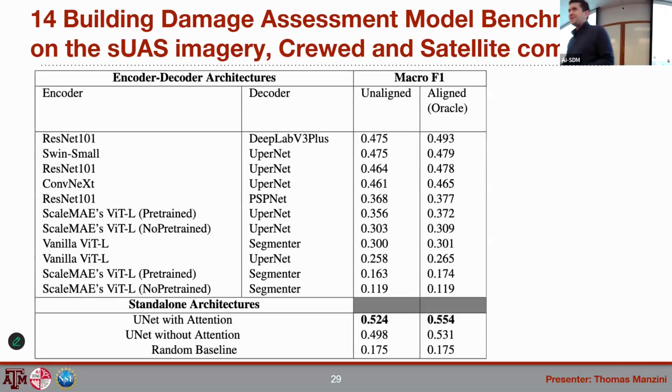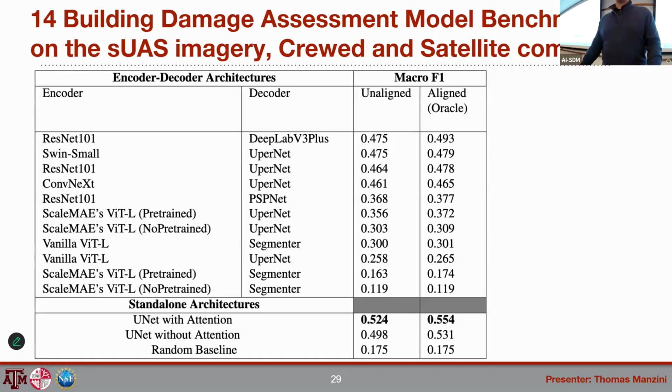So we've got a LaTeX table here. I'm not going to spend too much time on it, but the main thing to mention is we've trained a bunch of different model architectures on this data in hopes of getting good performance. It's interesting to see here that the hot architectures are not doing so well on this task, and our best performance is coming out of just a vanilla U-Net with attention. Or excuse me, not vanilla, but a U-Net with attention, giving us a macro F1 score of 0.55 when we deal with that spatial alignment issue, or 0.52 when we don't.